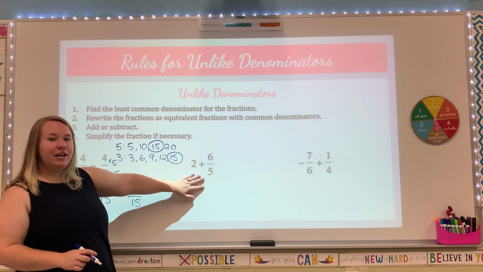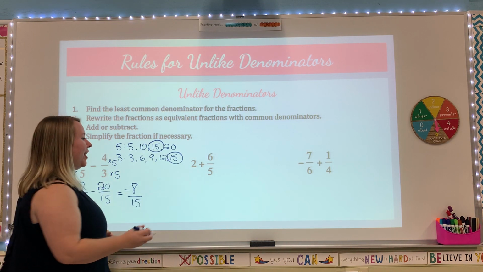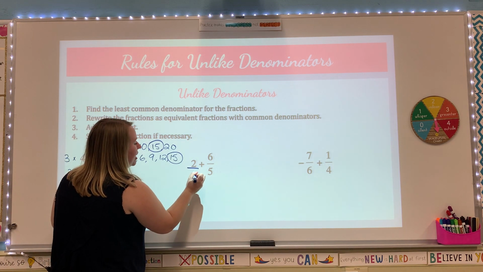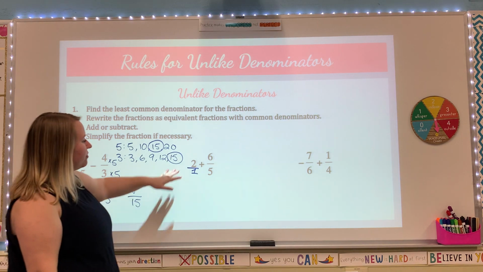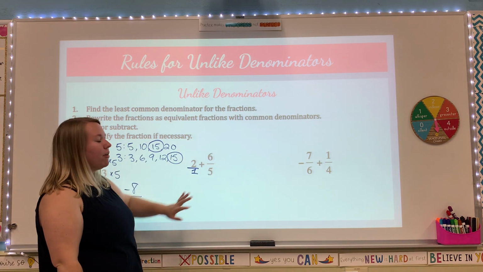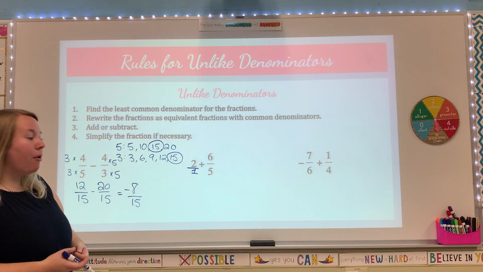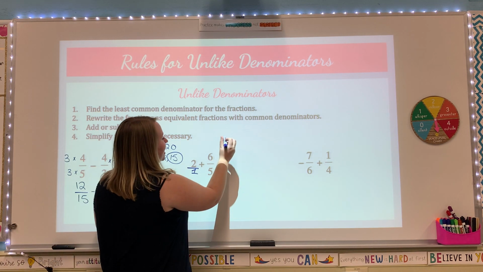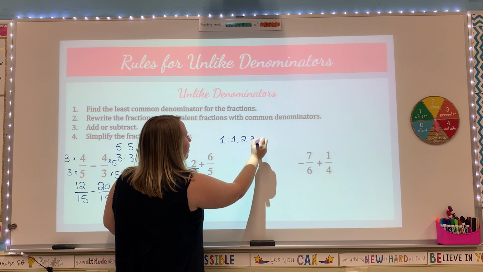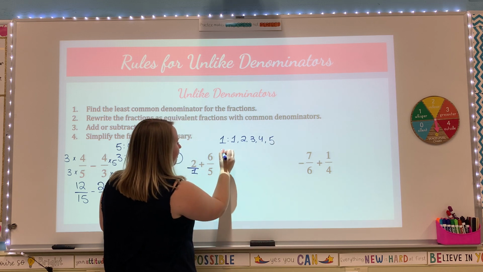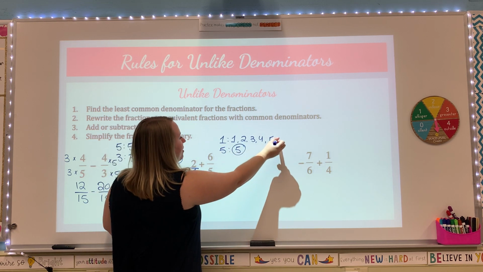For the second one here, I actually have a whole number. What happens with whole numbers is that they are actually a number being divided by 1. So now we actually have two fractions. We have 2 over 1 plus 6 over 5. So we have to find the least common denominator for both of those. If I'm listing out ones, right, I have 1, 2, 3, 4, and 5. And then for 5, I have 5. And that's where we get the repeat.